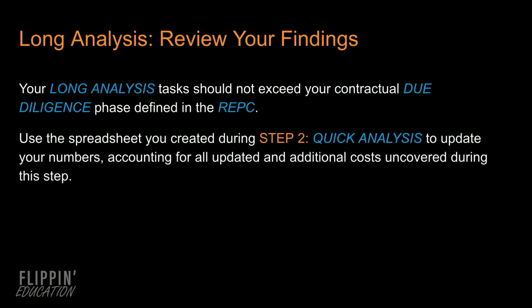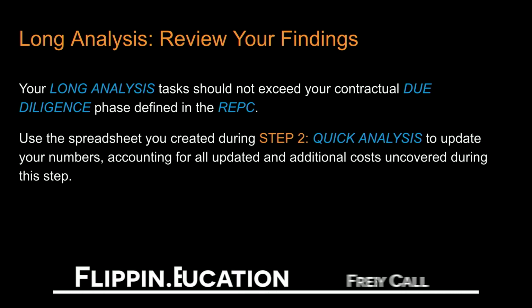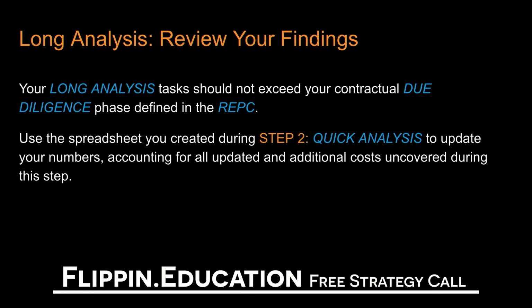Now, once you've done your long analysis, you want to take some time to review your findings. Your long analysis tasks should not exceed your contractual due diligence phase defined in the REPC. So if you gave yourself contractually 10 days for due diligence, then you should take 10 days or less to get all those tasks done. Use the spreadsheet that you created for quick analysis to update your numbers, accounting for all of the additional costs uncovered during this step to make sure that your numbers are spot on at this point.